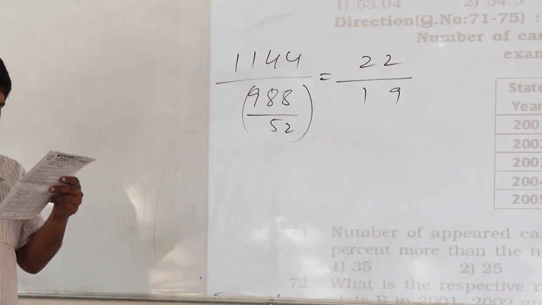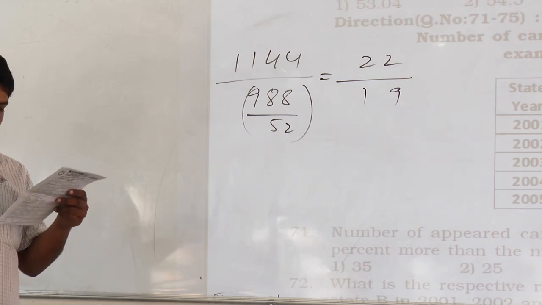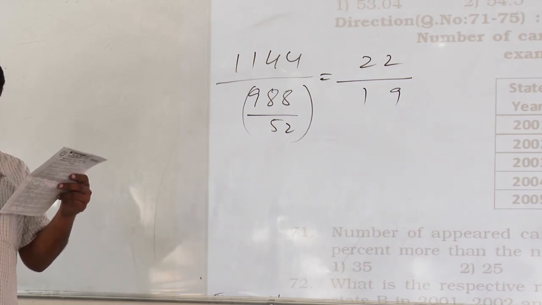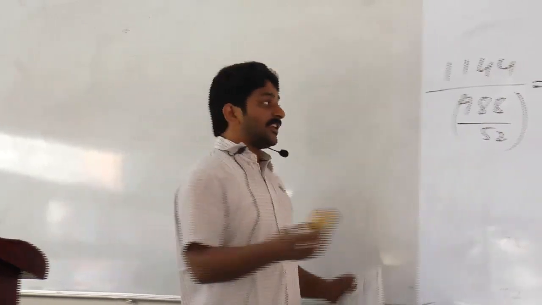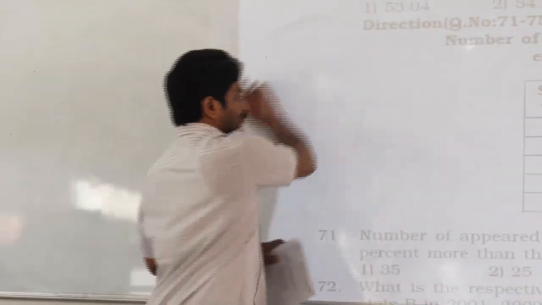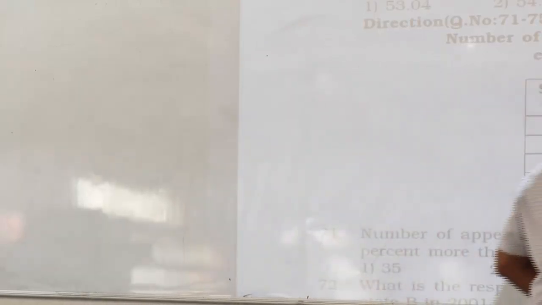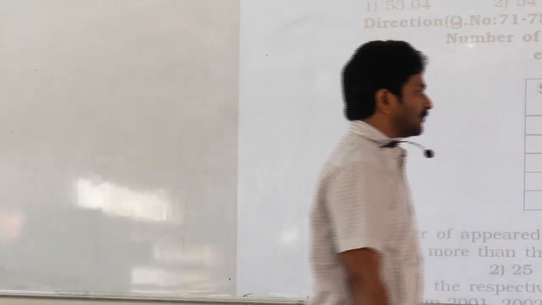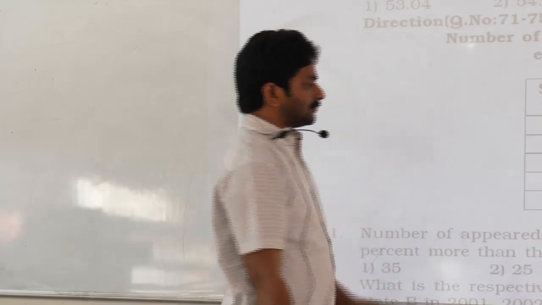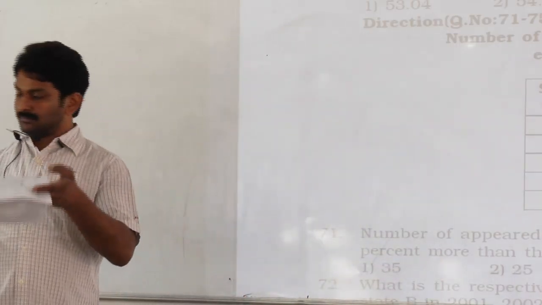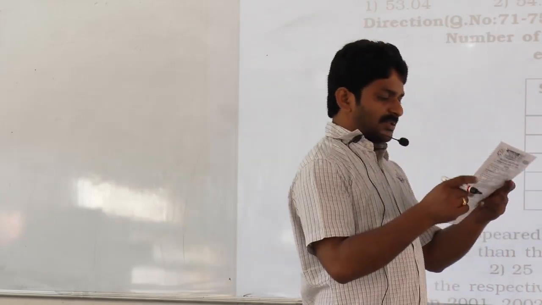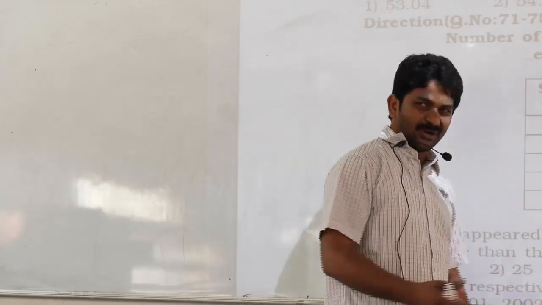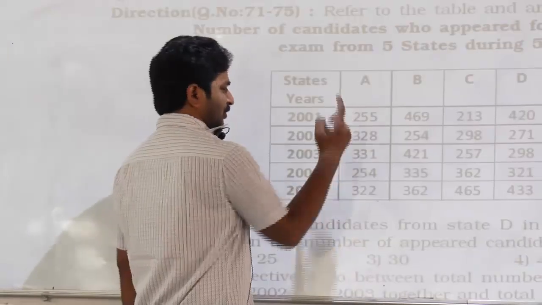Next. What is the average number of candidates who appeared from state A during all the given years together? State A, average. One thing is you can go for a benchmark, but that is also not required. You can directly go for addition.